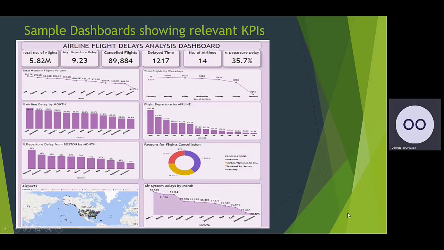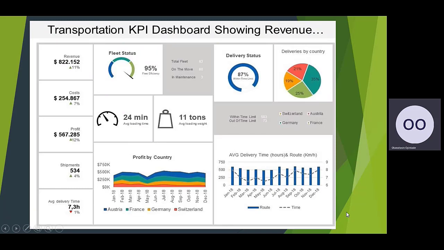All right, as we move on, this is a transportation KPI dashboard showing revenue. So this is total revenue. This is one of the online courses I did, so it was not built by me. It's a sample from the course outline that was put out for us to see. I didn't do this, but the previous one was done by me. So I just picked it out.